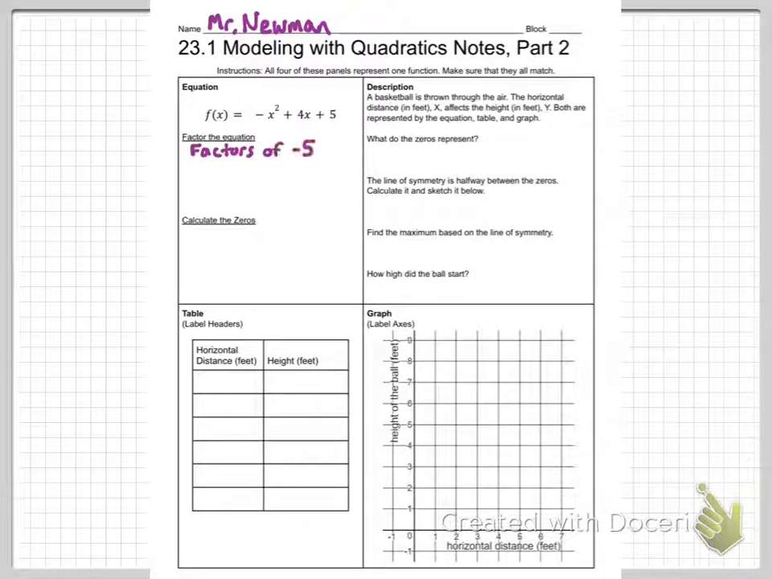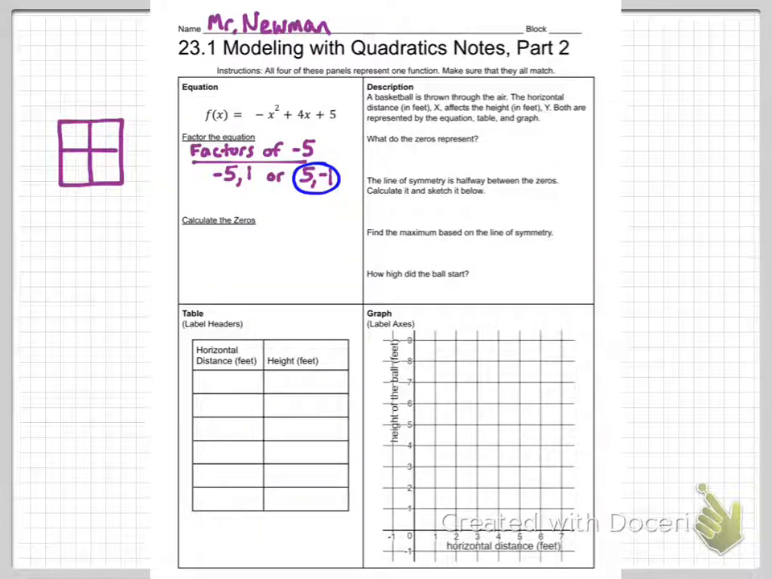So let's get started. We're going to work on the top left and top right, bottom left and bottom right. So we're going to start by factoring this equation. I need to find factors of -5. The reason it's -5 is because it's -1, which is in front of the x squared, times 5. So we have 5, -1, and -5, 1. The ones that add up to 4x are 5 and -1.